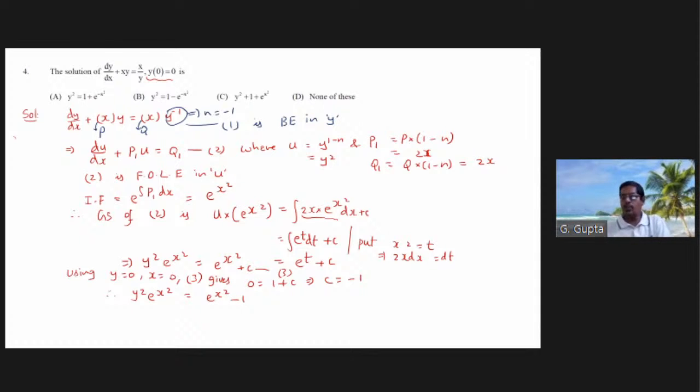There is no e raised to x square in the options, so we should divide by e raised to x square on both sides, and you will get y square is equal to 1 minus e raised to minus x square. Accordingly, the answer is option B, after dividing both sides by e raised to x square.